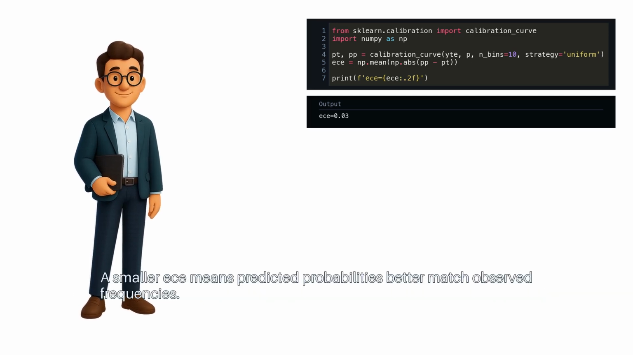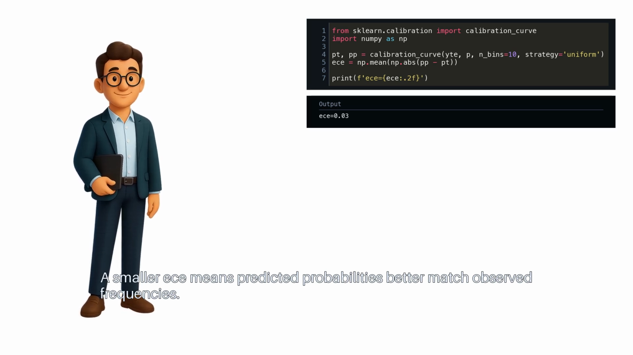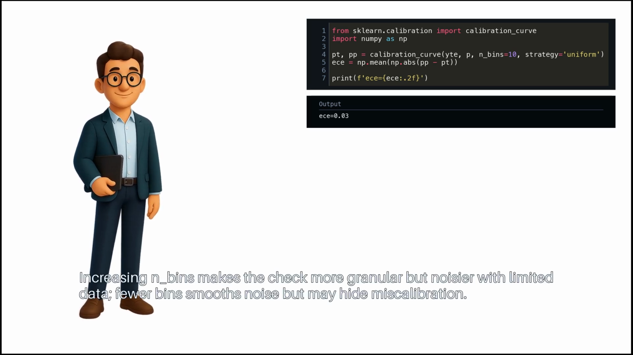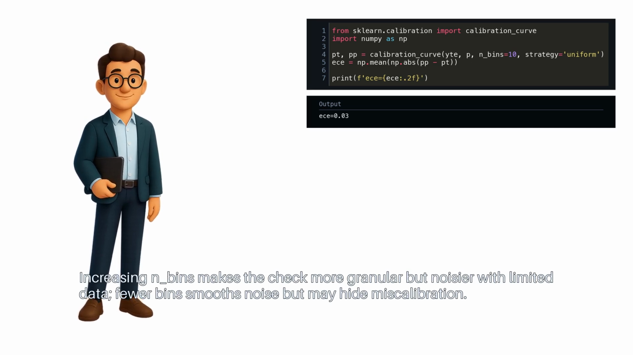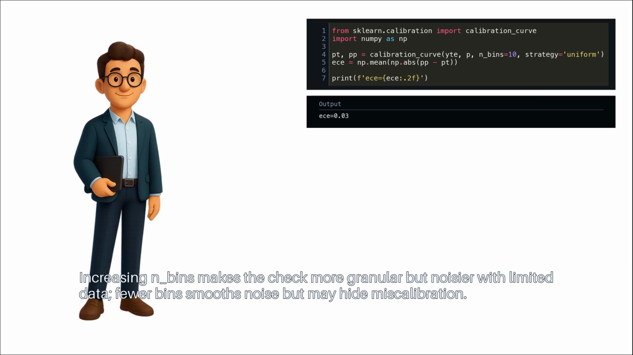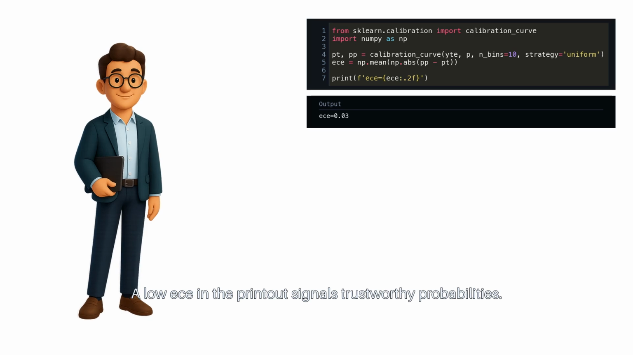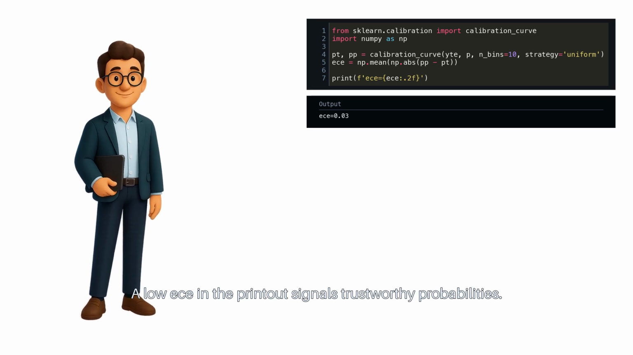A smaller ECE means predicted probabilities better match observed frequencies. Increasing n_bins makes the check more granular but noisier with limited data. Fewer bins smooths noise but may hide miscalibration. A low ECE in the printout signals trustworthy probabilities.